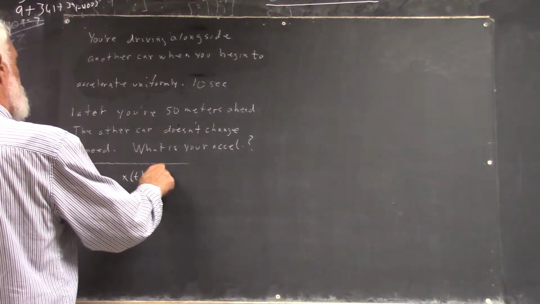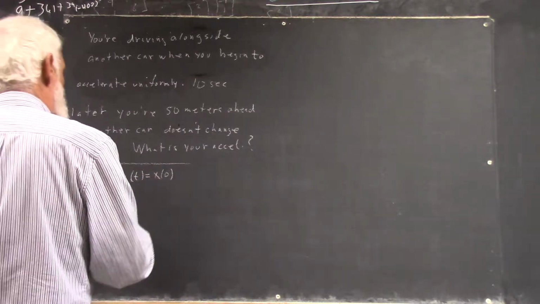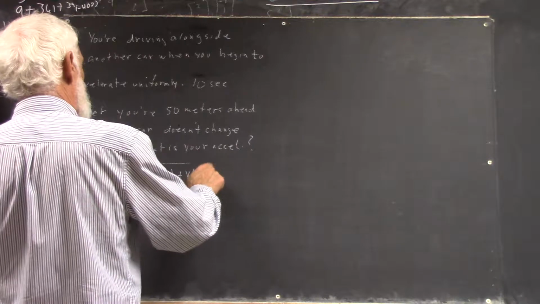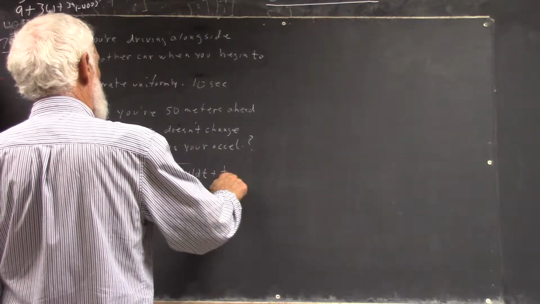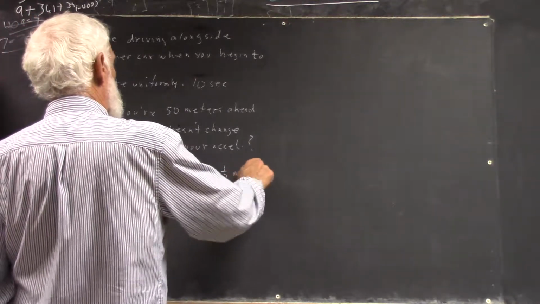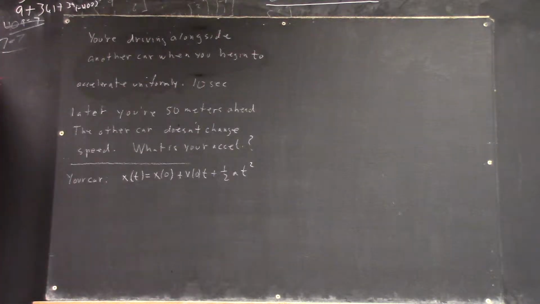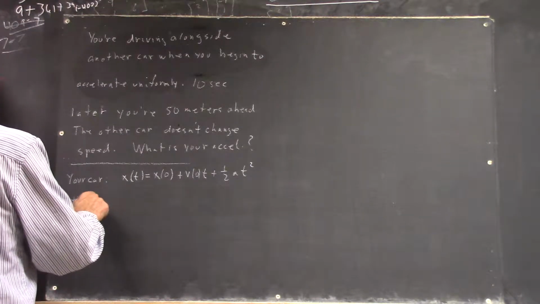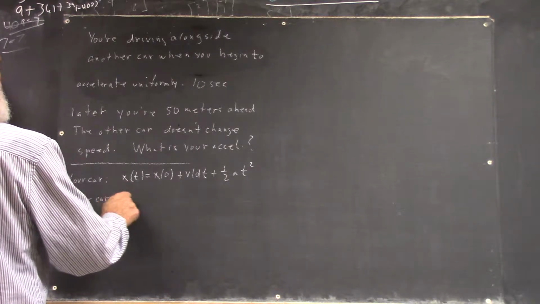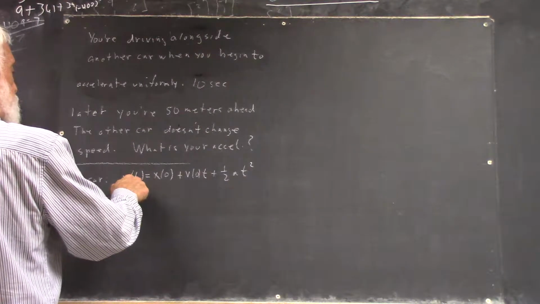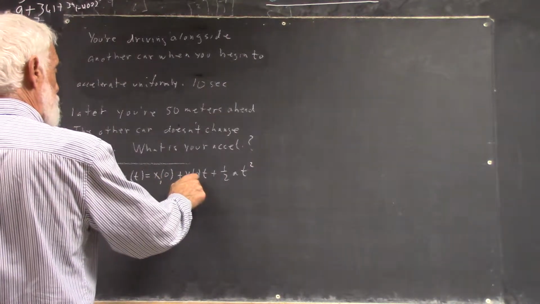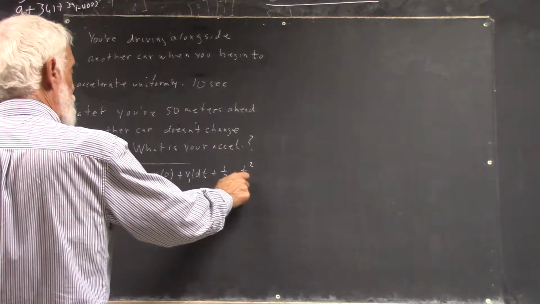x of t equals x of 0 plus v of 0 times t plus 1/2 a t squared. The other car, we'll call this x1 of t. We'll call it x1 of 0, v1 of 0, 1/2 a1 t squared.